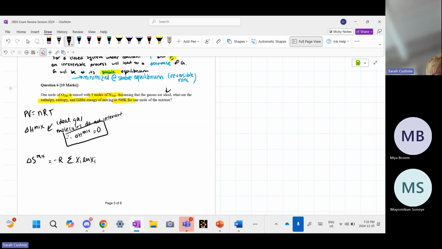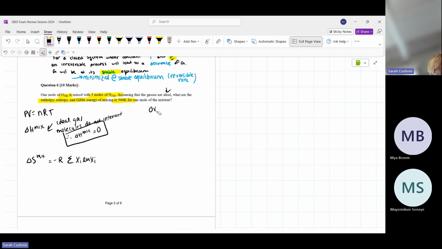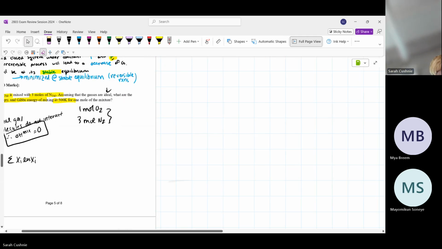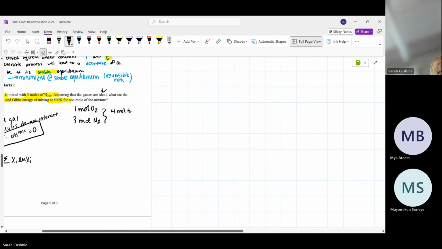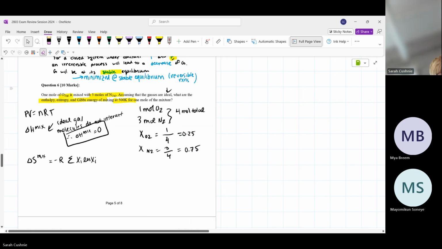So we have 1 mole oxygen. We have 3 mole of N2. So we have 4 mole total. So x of O2 is equal to 1 mole over 4 mole, which is equal to 0.25, and x of N2 is equal to 3 mole over 4 mole, which is equal to 0.75.